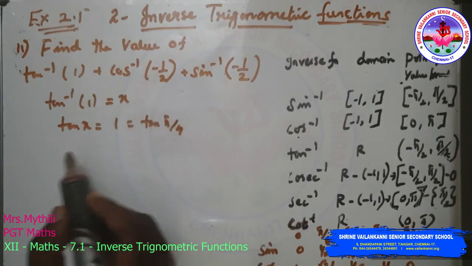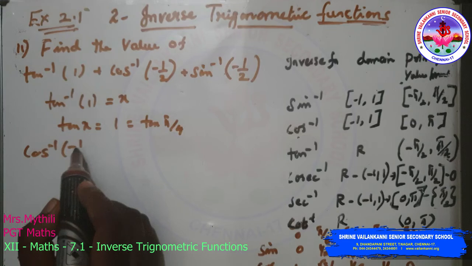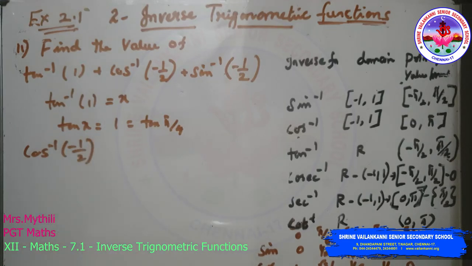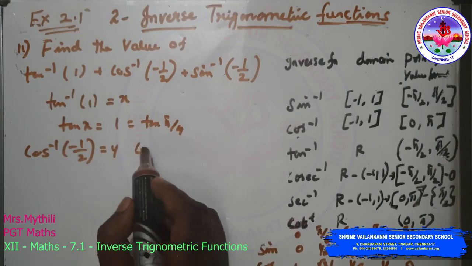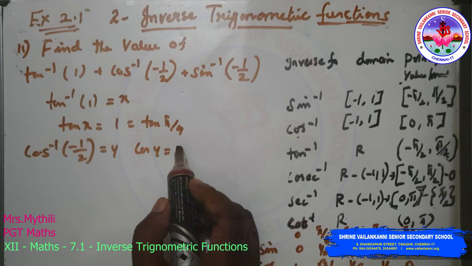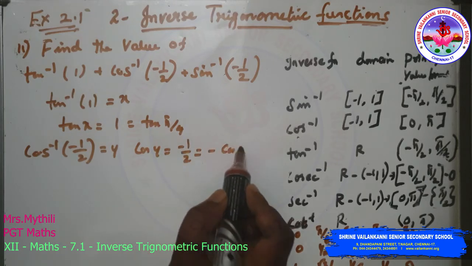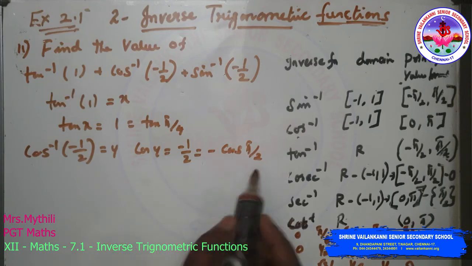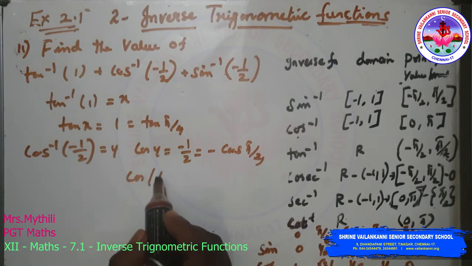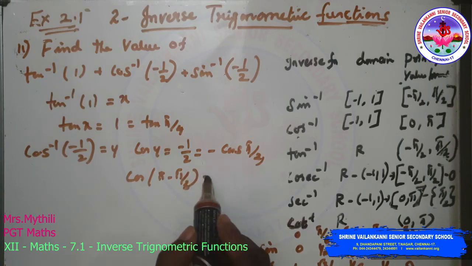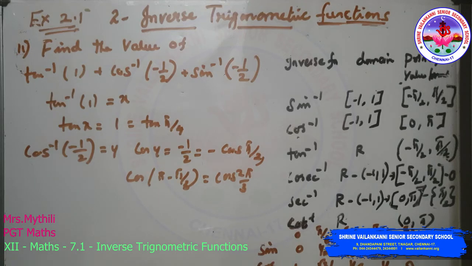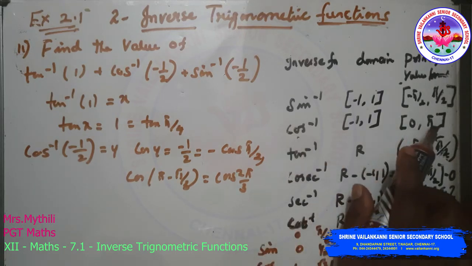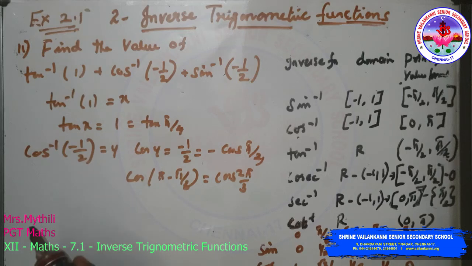And again cos inverse of minus half. Cos is negative in the second and third quadrant. We can take this as y, so cos y equals minus half, which is equal to minus cos pi by 3. We can write this as cos of pi minus pi by 3, which is equal to cos 2 pi by 3. So 2 pi by 3 lies in the range of the principal value branch of cos inverse, which is 0 comma pi.